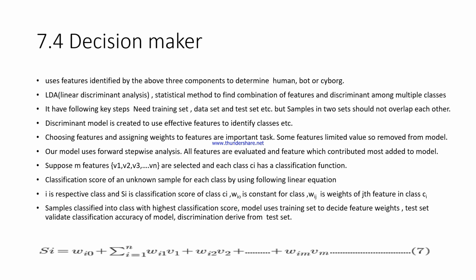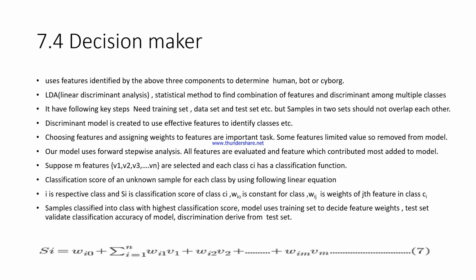Suppose we have m features, b1, b2 up to bm, that are selected, and each class Ci has a classification function. Classification of an unknown sample for each class uses the following linear equations. Suppose i is the respective class, Si is the classification score of the class Ci, Wi0 represents the constant for the class, and Wij is the weight of the jth feature for the class Ci. The sample is classified into the class with the highest classification score.